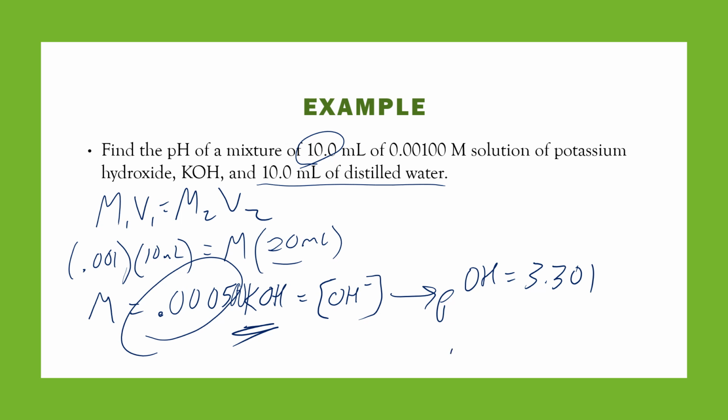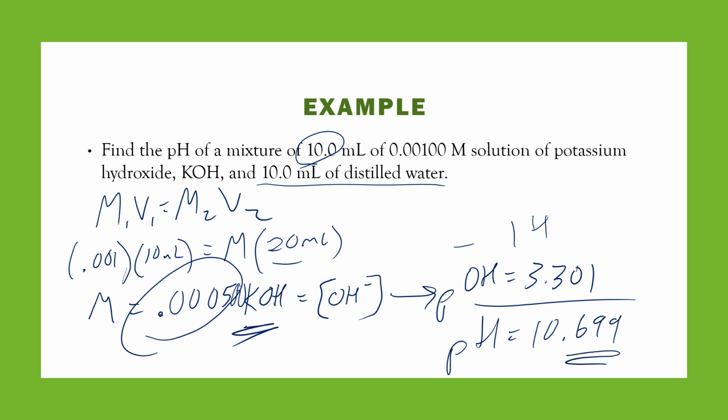And then for pH, you subtract from 14. And again, when it doesn't specify the temperature, you just assume it's at 25, so we can use that 14. Subtract, pH is 10.699, 3 decimal places, because of those 3 sig figs in our problem. And that's it. It's a basic solution.